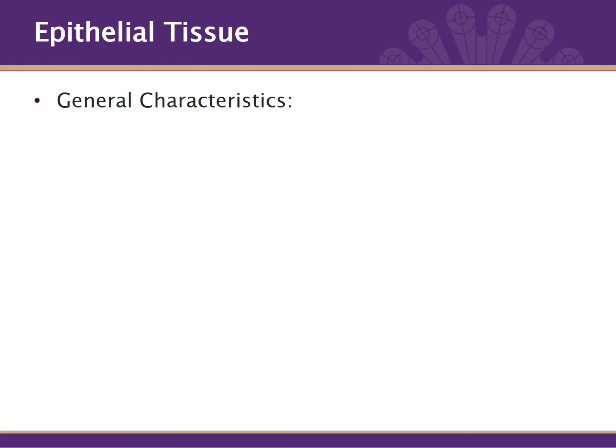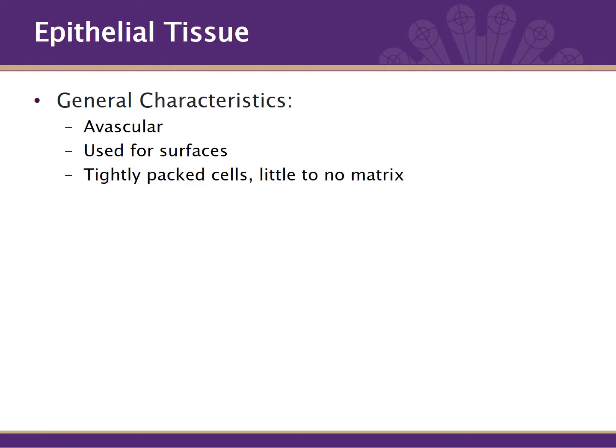Epithelial tissue is avascular, which means no blood supply. It also has tightly packed cells, very little to no space between cells, and little to no matrix, that is the stuff outside of the cell. It does have a nerve supply via nerve endings found in the tissue. Epithelial tissue usually lines surfaces. It also functions to protect, in secretion and excretion, absorption, filtration, primarily in the urinary system, and sensation.